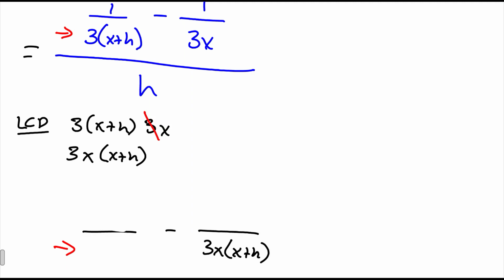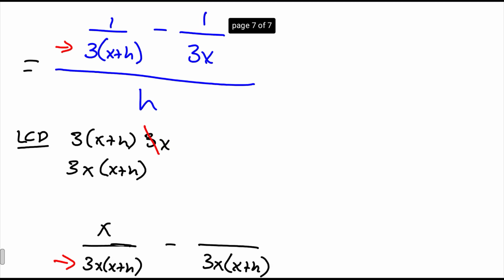Okay, I'm just rewriting this real quick. x over 3 times x plus h. Alright. Now we're going to do the same exact process, but with the 1 over 3x and the 3x times x plus h on the bottom. Alright. So, same exact concept.